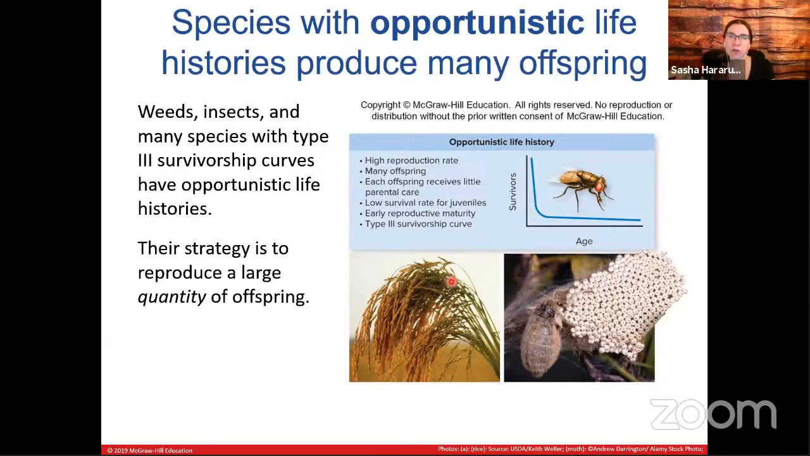In the type 2 curve, the mortality rate is pretty uniform over the course of the age of the individual. The type 2 curve is very characteristic for birds, various species and populations of birds. And finally, the type 3 survivorship curve is characteristic for populations that do not look after their young and produce a lot of offspring.